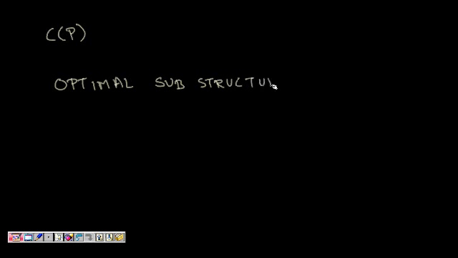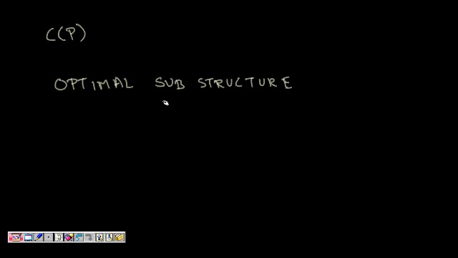Using dynamic programming, let's represent C of P as the minimum number of coins required to make change for amount P. Now I have to solve this problem using dynamic programming, and it follows two principles. The first one is optimal substructure.